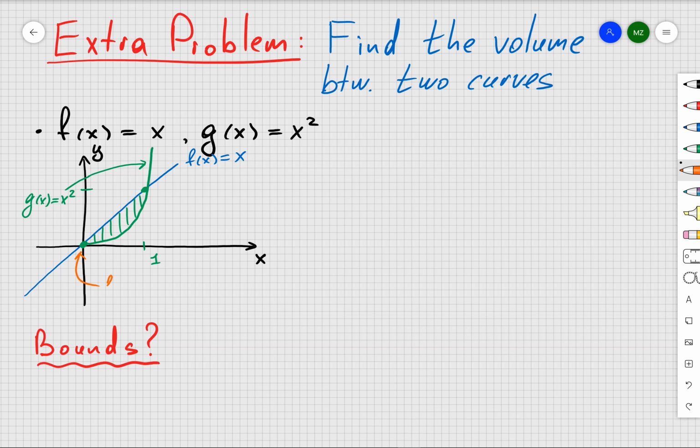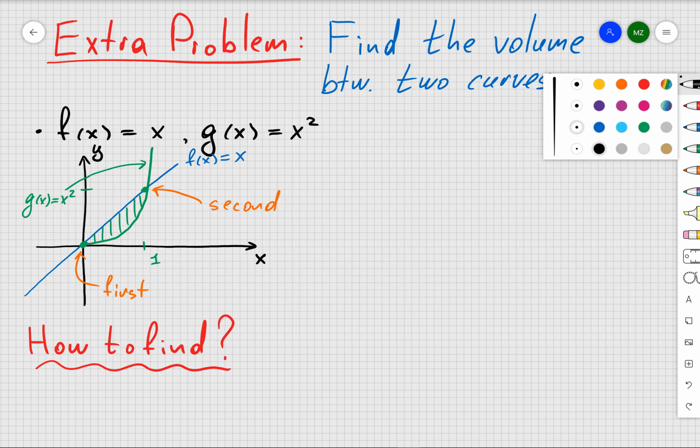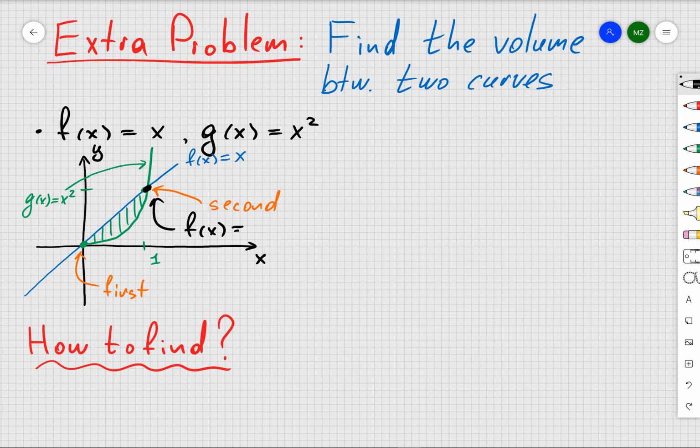But what about bounds? Because for the previous problems, we knew our bounds. Then we can see that to find our bounds, we have a first point and second point. And for that first and second point, what do we need to do? We need to find the x component. So how do we find our x component? If you take a look at this point, then you can see that function f and function g are equal to each other. So what does it mean? It means I just need to set them equal to each other.